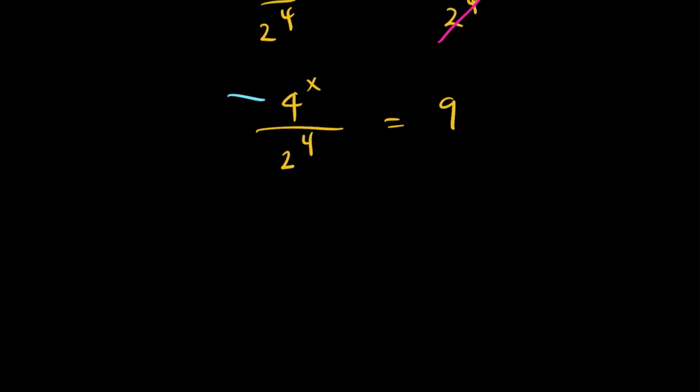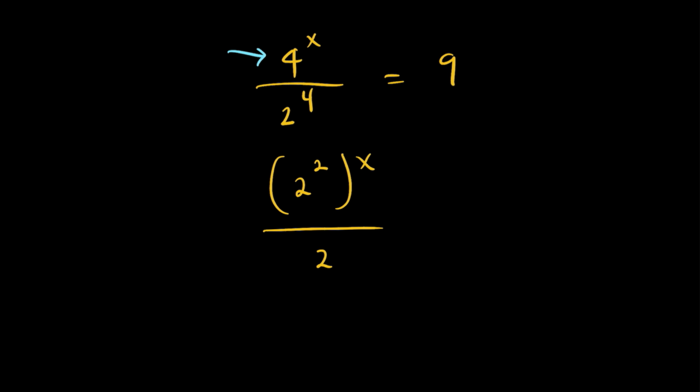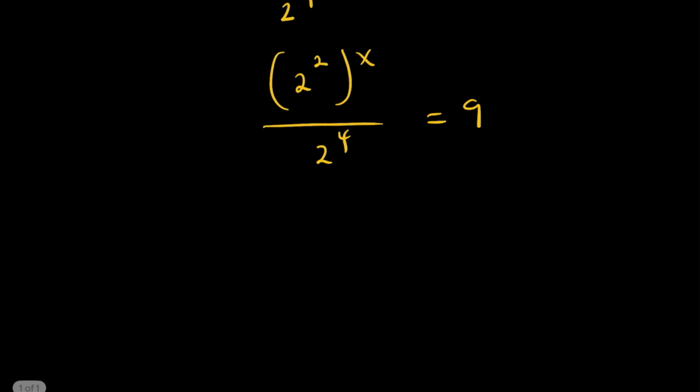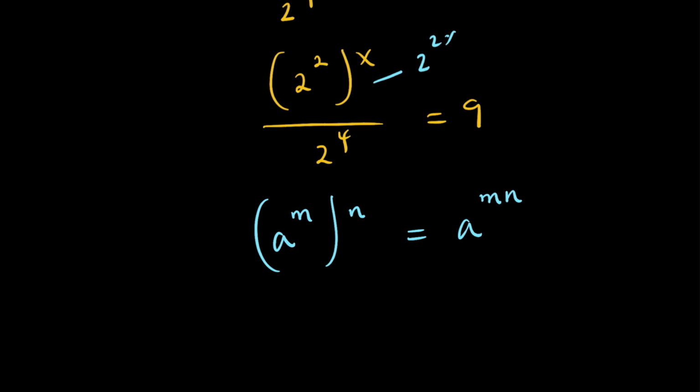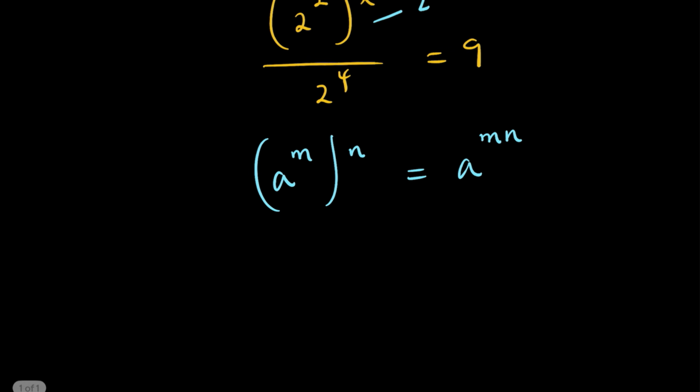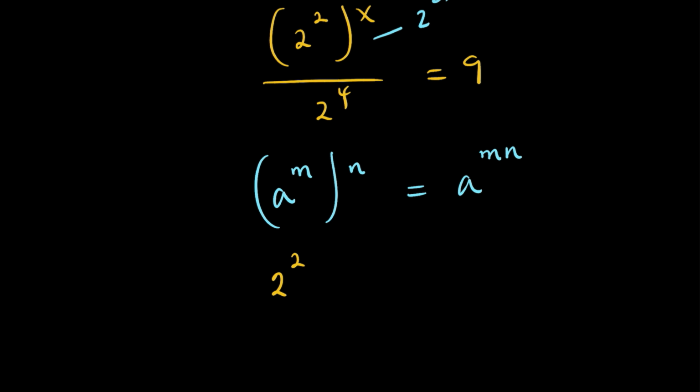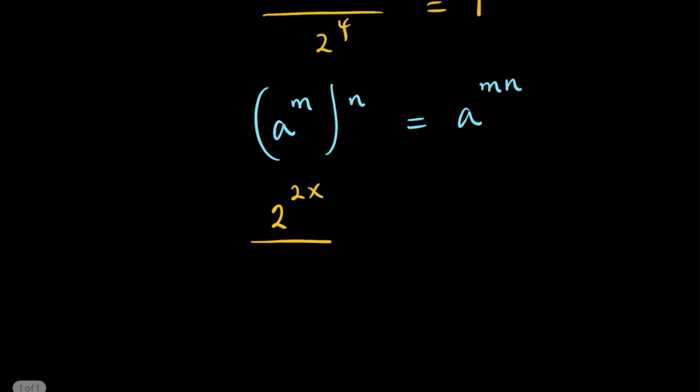Then 4 here we can write as 2 raised to power 2, then raised to power x, then divided by 2 raised to power 4 is equal to 9. By law of indices, given a raised to power m raised to power n, this will give us a raised to power m times n. So here, this becomes 2 raised to power 2x. And then our equation becomes 2 raised to power 2x divided by 2 raised to power 4 is equal to 9.